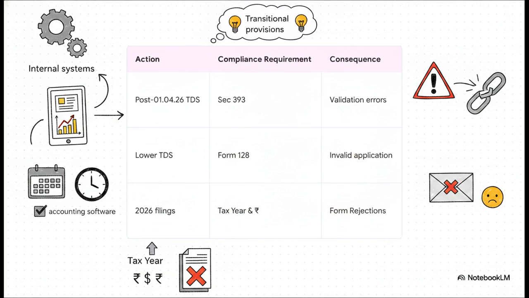Same goes for claiming a lower TDS deduction. Throw out the old Form 13, you need to file the new Form 12-8. And remember, all your new statutory forms must use the phrase tax year. If you write assessment year, expect a rejection.